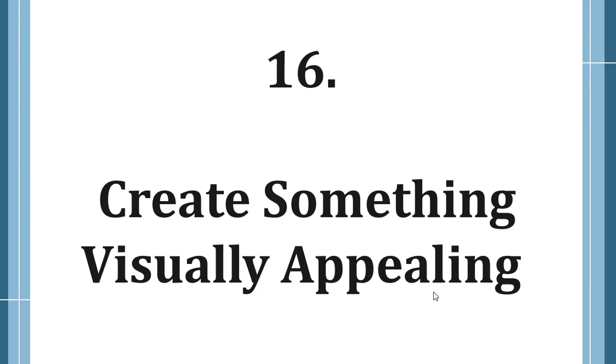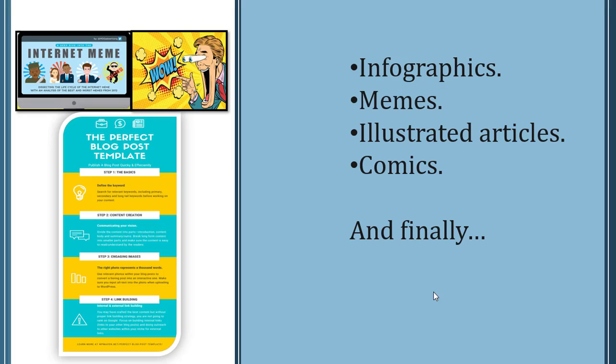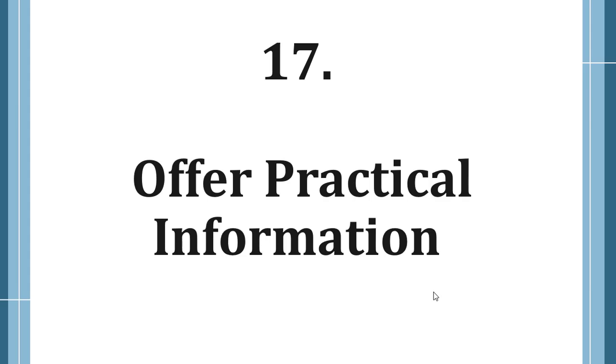Number 16. Create something visually appealing. Now, many people prefer visual content, which is why videos tend to be so popular. However, if you don't want to create a video, then look at other options for making your content visually appealing. For example, you can create infographics, memes, illustrated articles, comics.